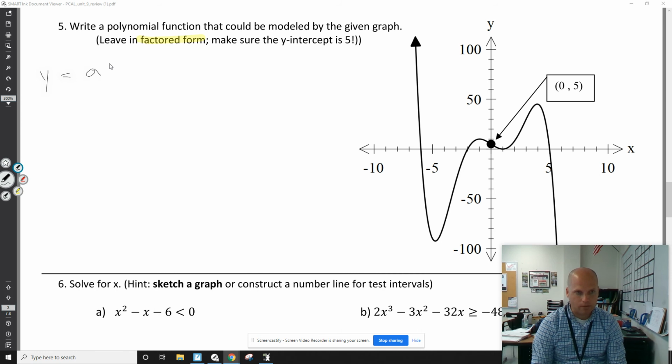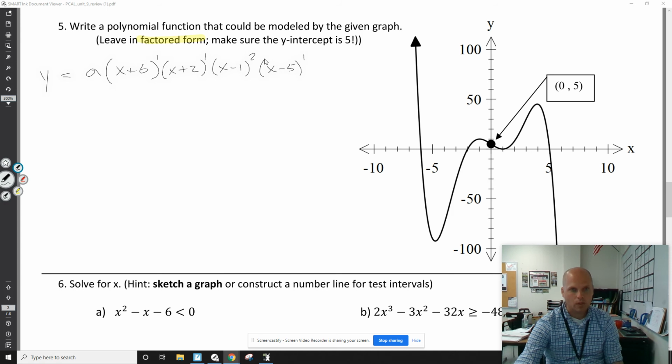X plus 6 must be a factor because -6 plugged in will give me a 0. Multiplicity is 1. X plus 2 must be a factor because -2 is a 0. X minus 1 is probably going to be squared because we're bouncing off of 1, and then x minus 5 to the first power.